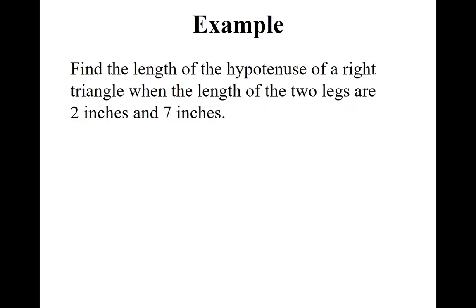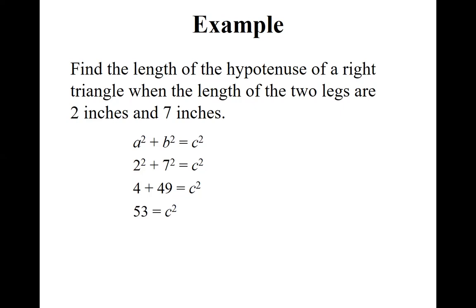Find the length of the hypotenuse of a right triangle when the lengths of the two legs are 2 inches and 7 inches. Since we're dealing with a right triangle, we use the Pythagorean theorem, a squared plus b squared equals c squared. The two legs are 2 and 7. It doesn't matter which is which. Let a be 2 and b be 7. Then 2 squared plus 7 squared is c squared. 4 plus 49 is c squared. 53 is c squared.